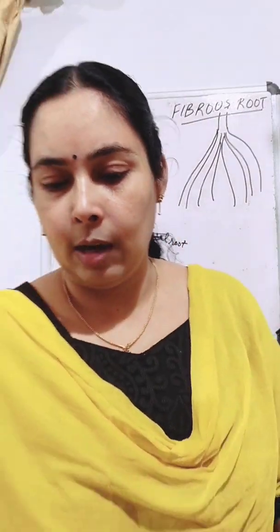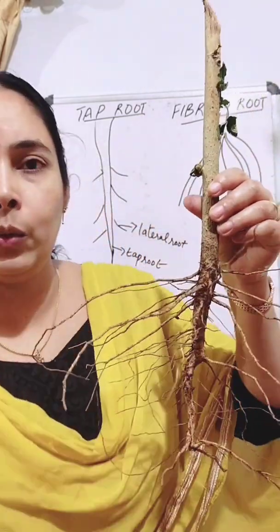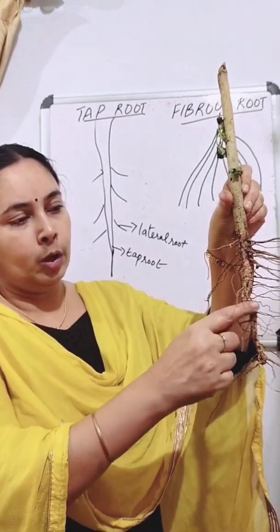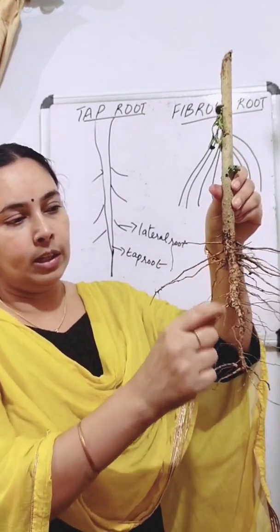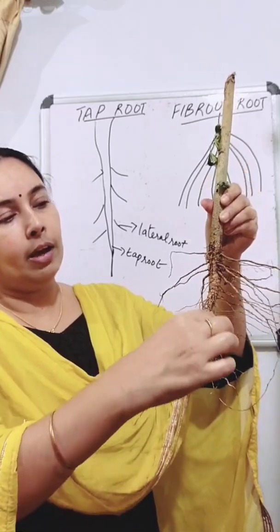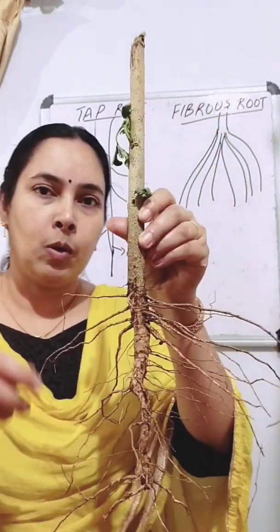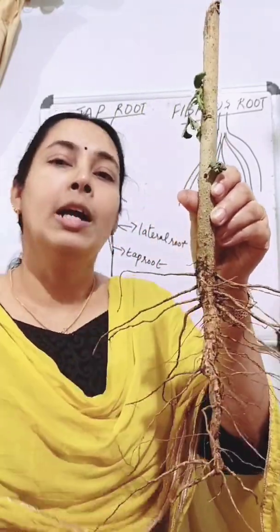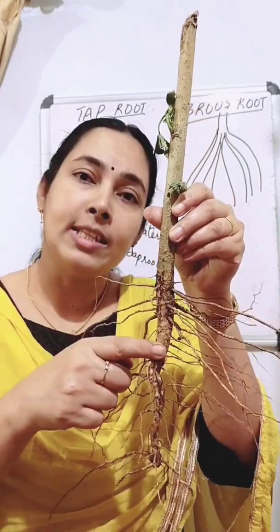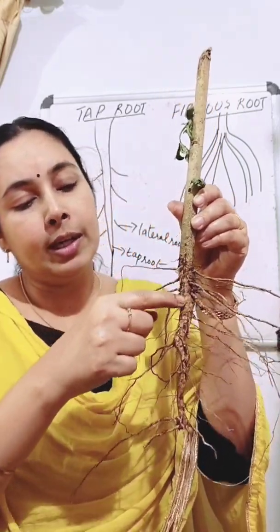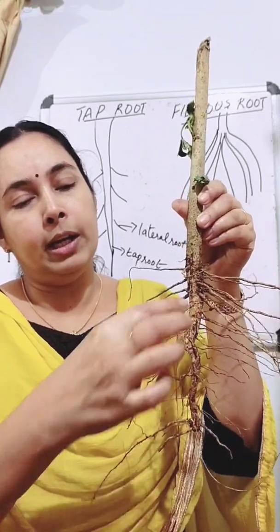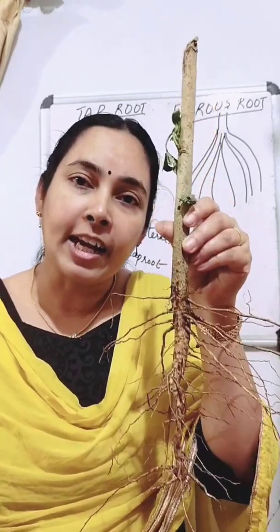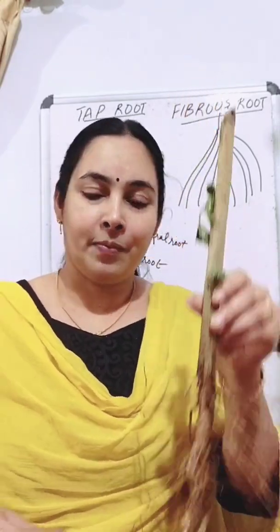Okay, so for example, you look at this root. What about this root? You can see there is one thick main root in the middle, and from the thick main root so many smaller branches arise. So this is which type of root? Tap root or fibrous root? This is a tap root. So you can see one thick main root in the middle and so many smaller branches, and the smaller roots are called lateral roots. Clear?